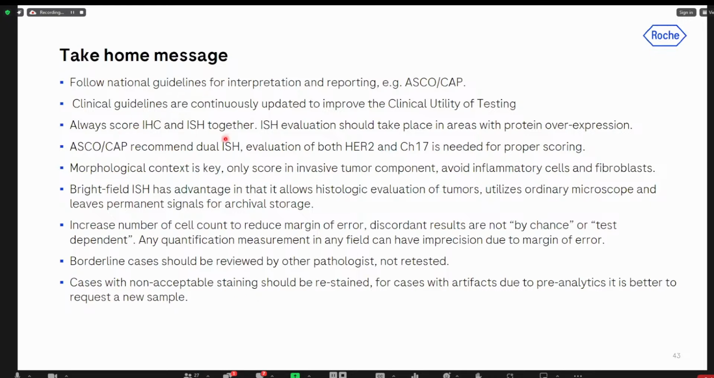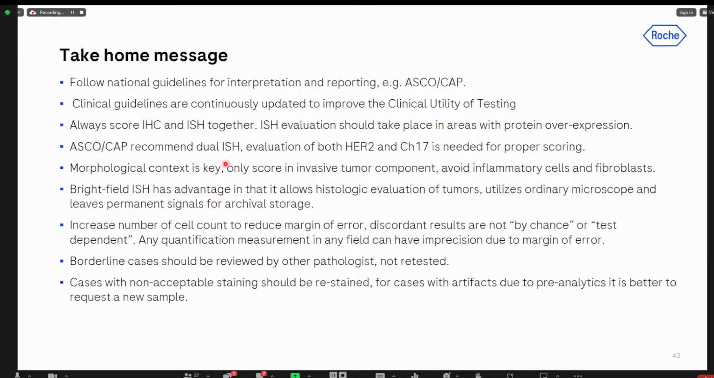Really, really important is to always score IHC and ISH together. They should not be separated. If you receive a case from another lab to do ISH, always request to get either the block to be able to do an IHC yourself, or ask to send the initial IHC slide together with the slide for ISH. Because you need to, first of all, confirm the IHC score, and you also need to select the areas with most protein expression so that you can capture heterogeneous cases as well that might be amplified.